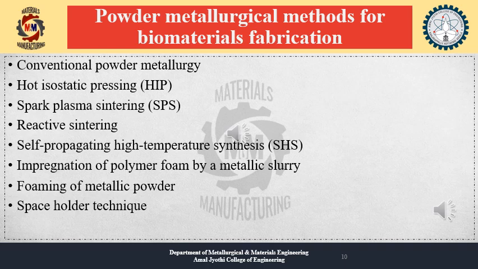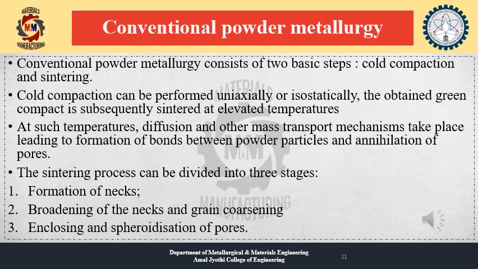This technique will be described in the coming slides. Conventional powder metallurgy. Conventional powder metallurgy consists of two basic steps: cold compaction and sintering. Cold compaction may be performed uniaxially or isostatically. The obtained green compact is subsequently sintered at elevated temperature.